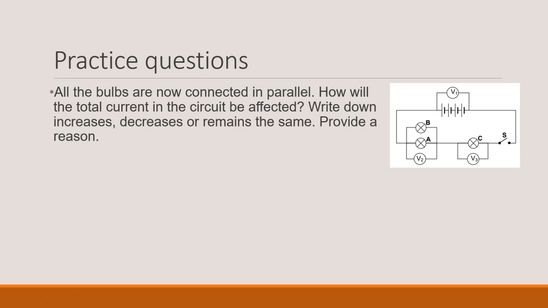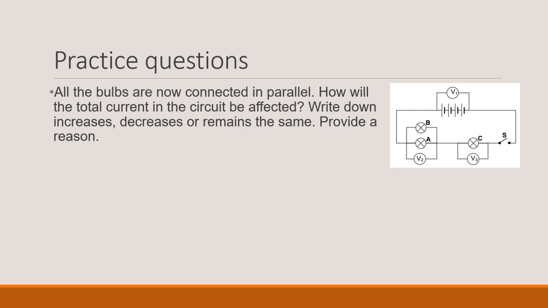And lastly, all the light bulbs are now connected in parallel. How will the total current in the circuit be affected? Will it increase, decrease, or remain the same? Provide a reason. So we're going to take light bulb C out of its series slot and add it in parallel. By removing a series resistor and adding it in parallel, what are we doing to the total resistance?